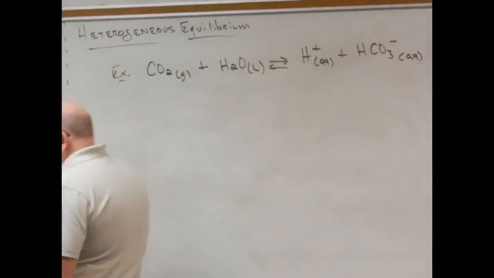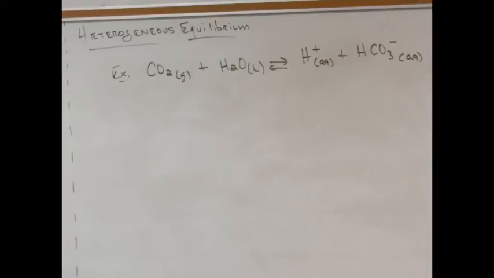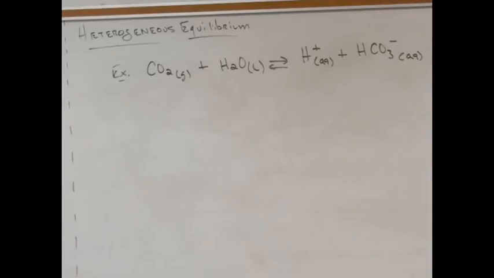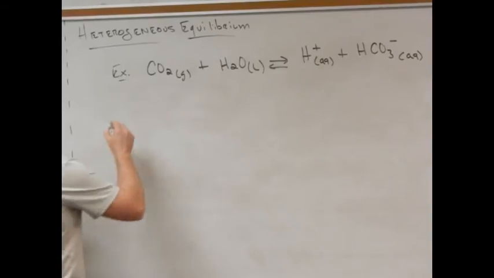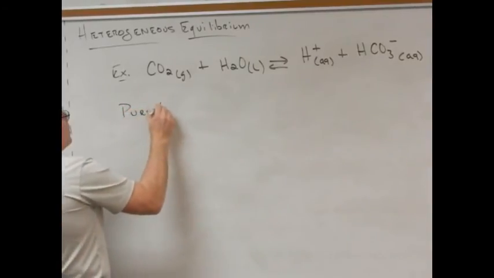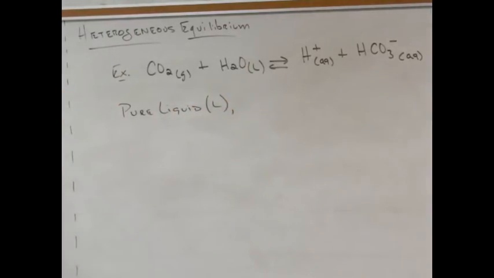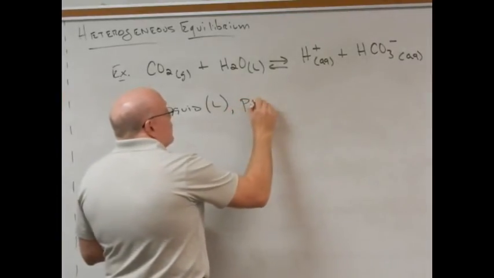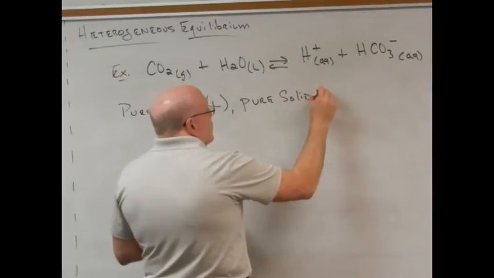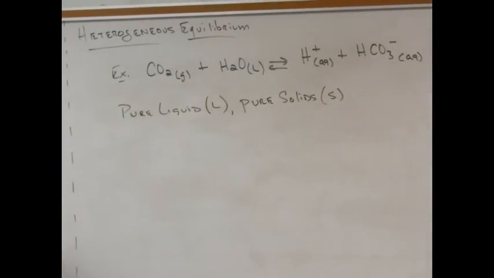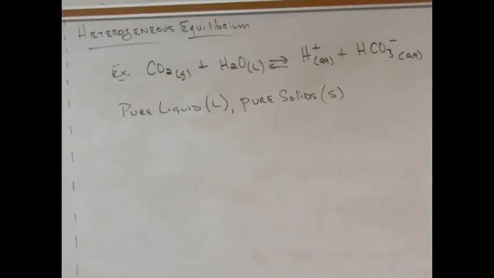We have here a reaction between CO2 and water producing hydrogen ion and the bicarbonate ion. We want to describe what happens, but if we look here, we have 3 phases involved. We have gases, we have aqueous, we have liquids. The rule is that pure liquids, anything that has an L in it, and pure solids, anything signified with an S, don't make the equilibrium constant. They're simply ignored.